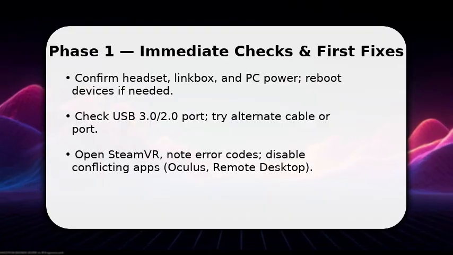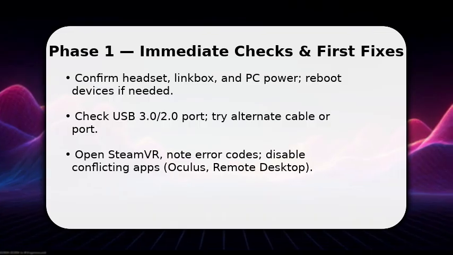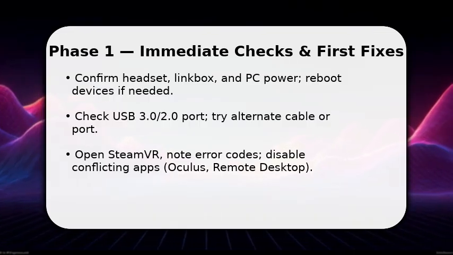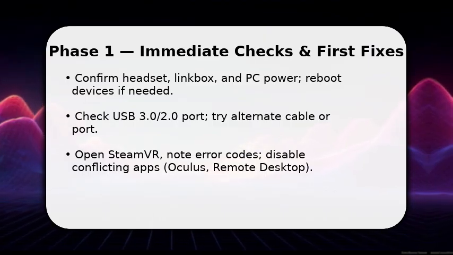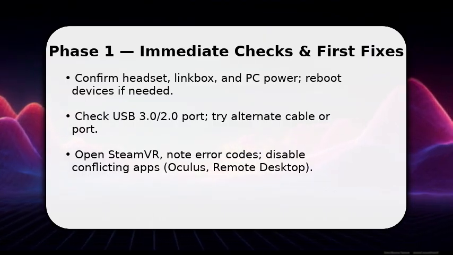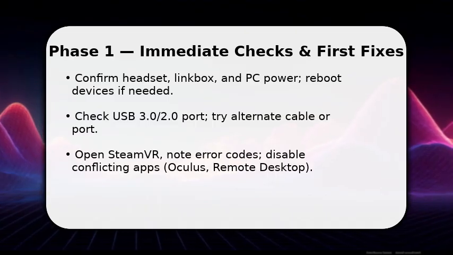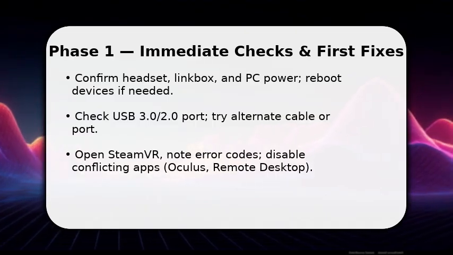You start by cutting to essentials: power cycle headset, linkbox, and PC, because many stream failures clear instantly. Next, verify the USB and DisplayPort/HDMI connection. If you have a spare high-speed cable, swap it to rule out a cable fault.